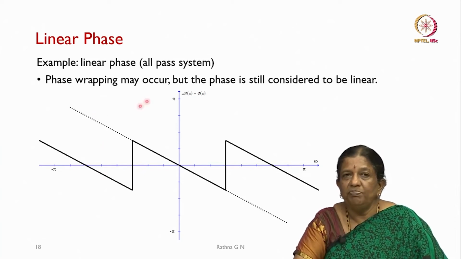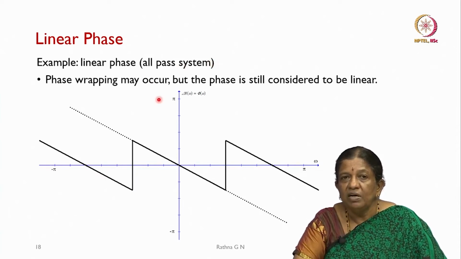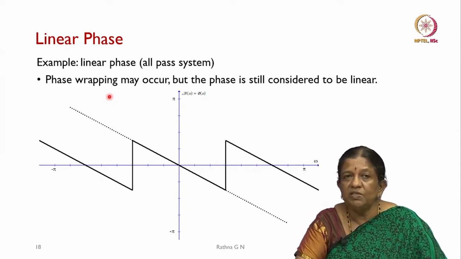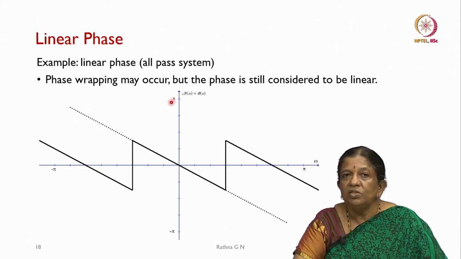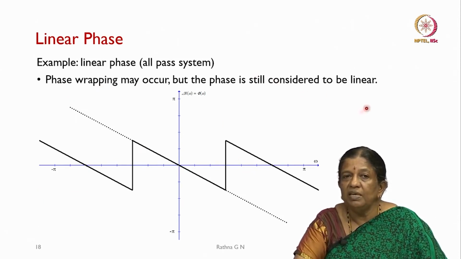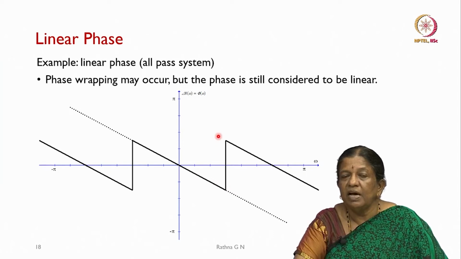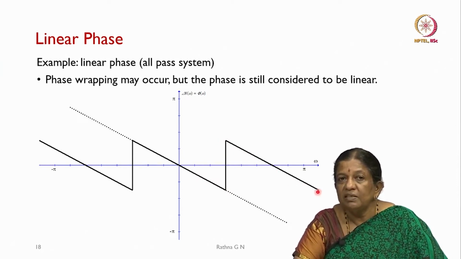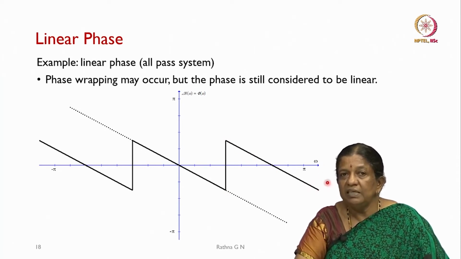So, coming to the other thing, we said all pass system because we may have discontinuity in the filters or band pass filter at different frequencies that I want to design. Then what is going to happen? We say phase wrapping may occur, that is what you are seeing. But the phase is still considered to be linear. Why? This is the passband region of one parameter, the other region is from here to here, still we have a line that is linear in this case.